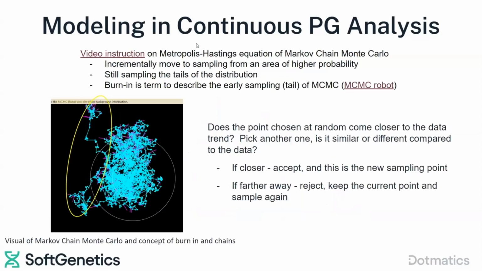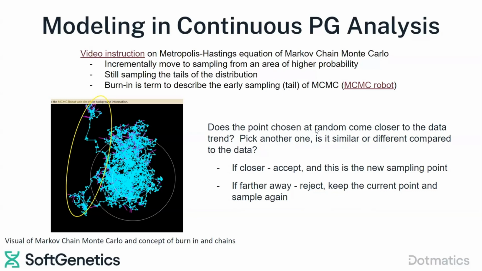Okay. Modeling in continuous probabilistic genotyping analysis uses the Metropolis-Hastings algorithm for the Markov chain Monte Carlo. And this is incrementally moving from an area of lower to an area of higher probability. And it's still sampling the tails of the distribution. Burn-in is a term that's used to describe the early sampling, the tails, for the MCMC. And there are different MCMC simulators online that are helpful for visualizing this.